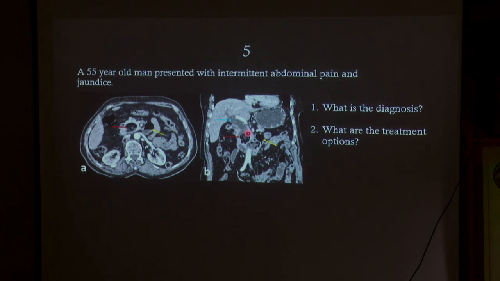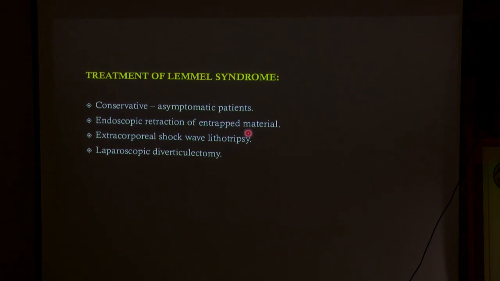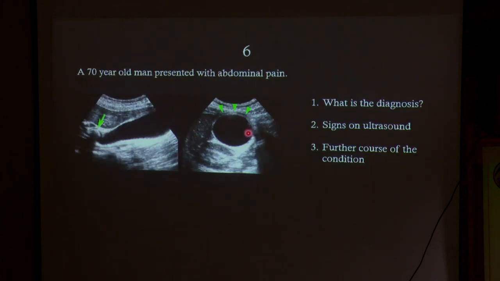So how do you manage this condition? Asymptomatic patients are managed conservatively, whereas symptomatic patients may be managed either by endoscopic retrieval of the entrapped material, or by extracorporeal shock wave lithotripsy, or by laparoscopic diverticulectomy.